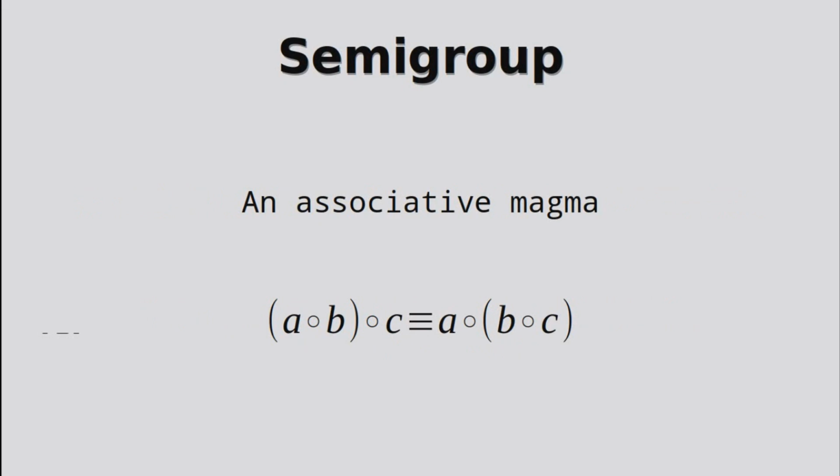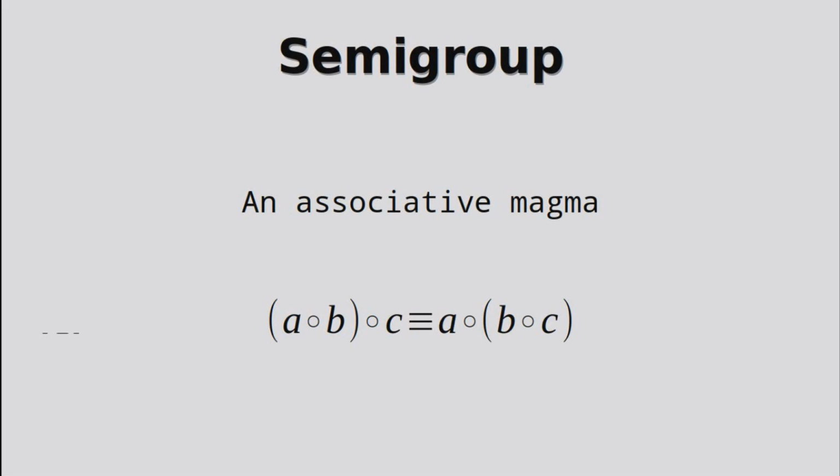Well, based on this definition of a magma, we can define a semigroup. And a semigroup is an associative magma. So this means that everything that held for the magma now also holds true. But now we want to observe that this operation has to be associative.